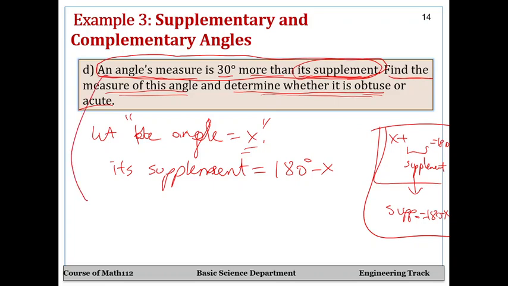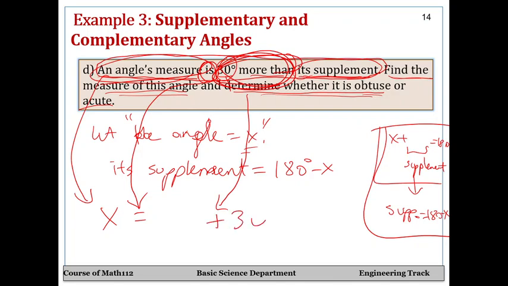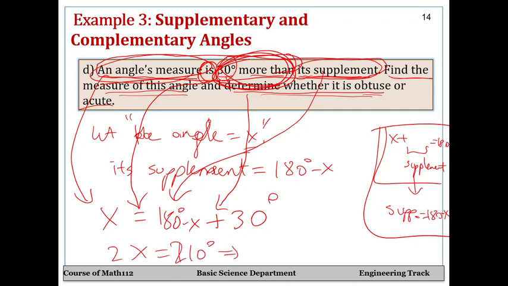Now we set up the equation by using this information. The angle's measure, which is x, is 30 more than, it's important we write here plus 30, its supplement. What is this? 180 minus x. So these are all in degrees. If you solve this one, you will get 2x equal to 210 degrees. So it will give us x equal to 105 degrees.